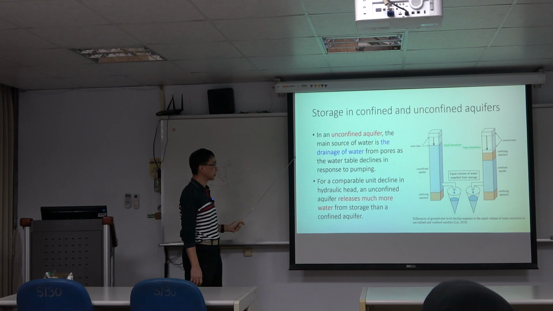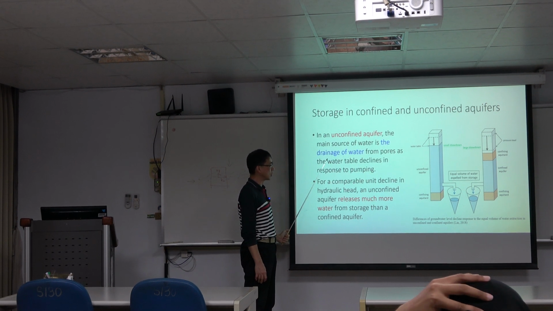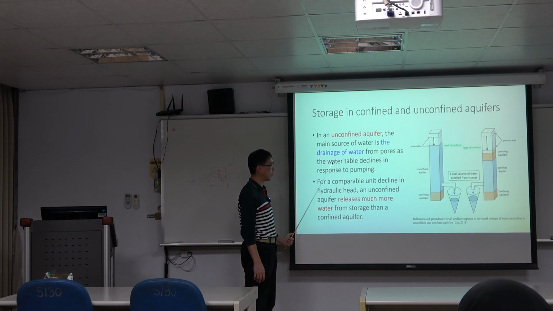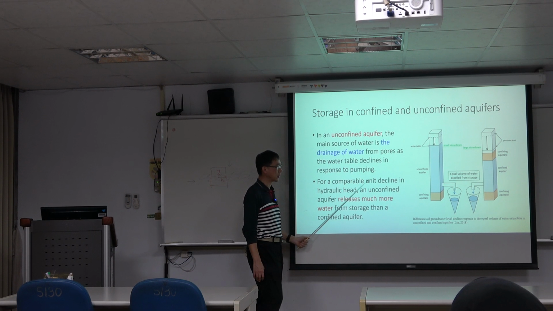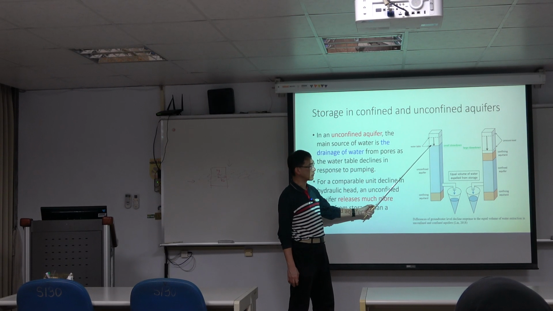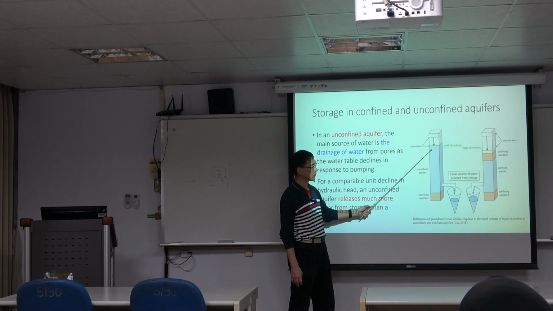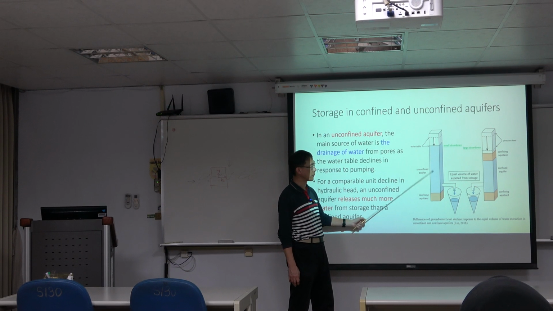So in unconfined aquifers, the main source of the water is the drainage of the water from pores as the water table declines in response to the withdrawals. If we talk about this kind of system, it connects to the atmosphere. This is the water table we mentioned. So this is an unconfined aquifer system.